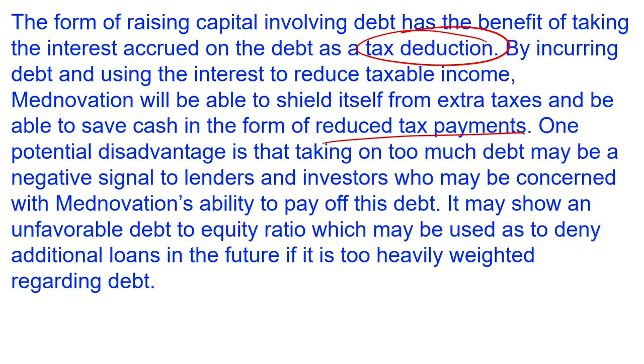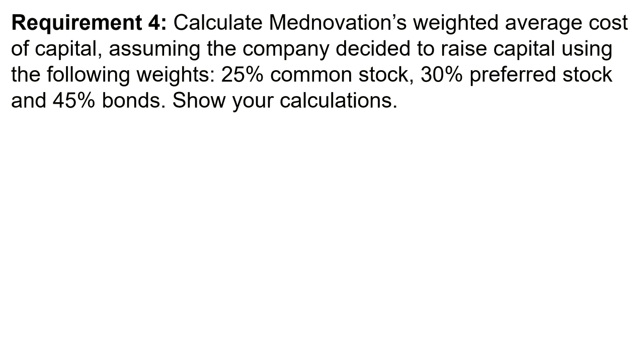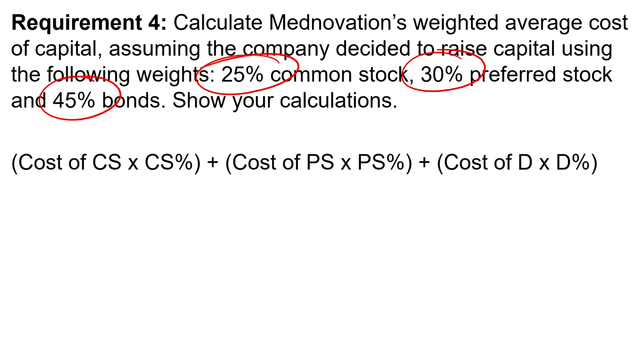This takes us then to the fourth requirement, which was the second of our two numerical. We're supposed to calculate Mednovation's weighted average cost of capital, assuming the company decided to raise capital using 25% common, 30% preferred, and 45% bonds. Now, we can just kind of start here by setting up our formula. We're going to take the cost of the common stock and multiply it by 25%. We're going to add to that the cost of the preferred stock multiplied by 30%, and finally the cost of the bonds multiplied by the 45%.